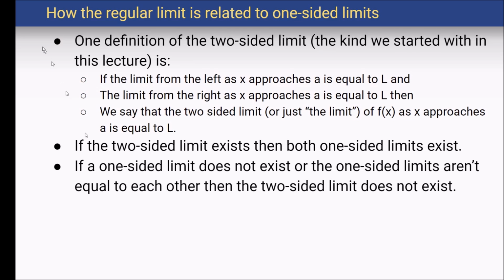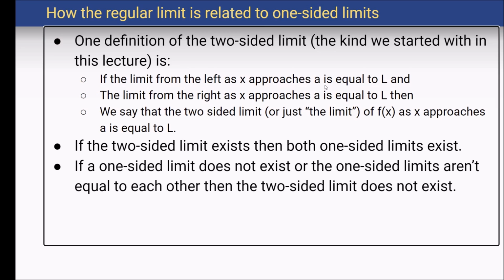And then we want to know how the regular limit is related to one-sided limits. This is something you need to know because it's related to whether or not a limit exists in the first place. What we started with today was two-sided limits, and that's why we had to look from the left and from the right. If the limit from the left as x approaches a is equal to L, that was the first thing we did, we approached a from the left and got a number L. Then we approached a from the right, and we got a y value that we also called L. In that case, where both of these were the same number, we said that the two-sided limit, which we were just calling the limit, of f of x as x approaches a is equal to L.